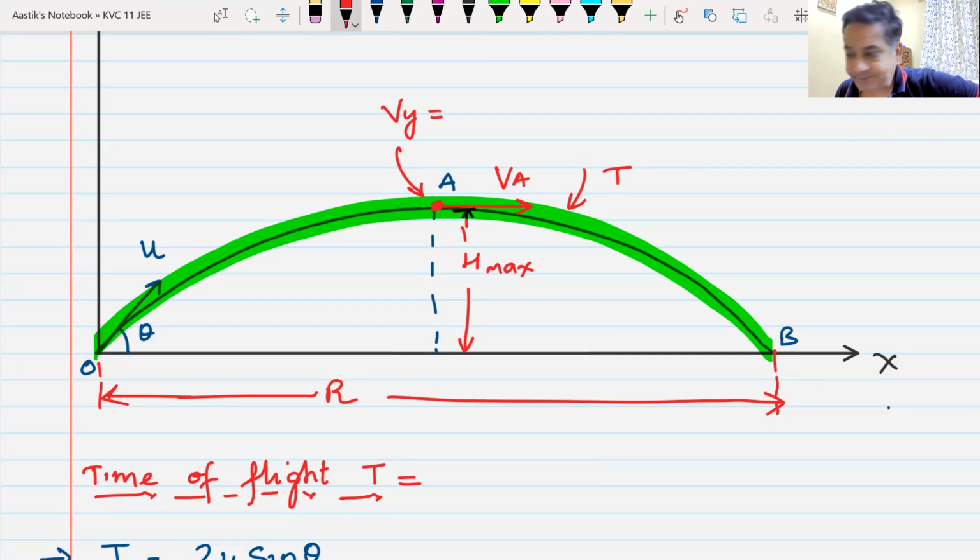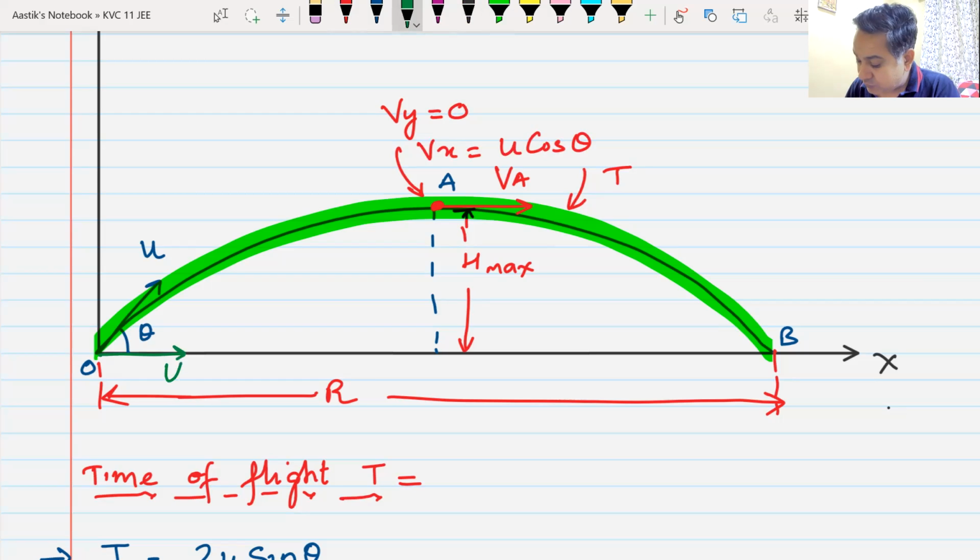Ma? No one remembers it? The vertical component of velocity is 0. The horizontal component of velocity is always equal to u cos theta. Everyone has forgotten everything. That's not good.